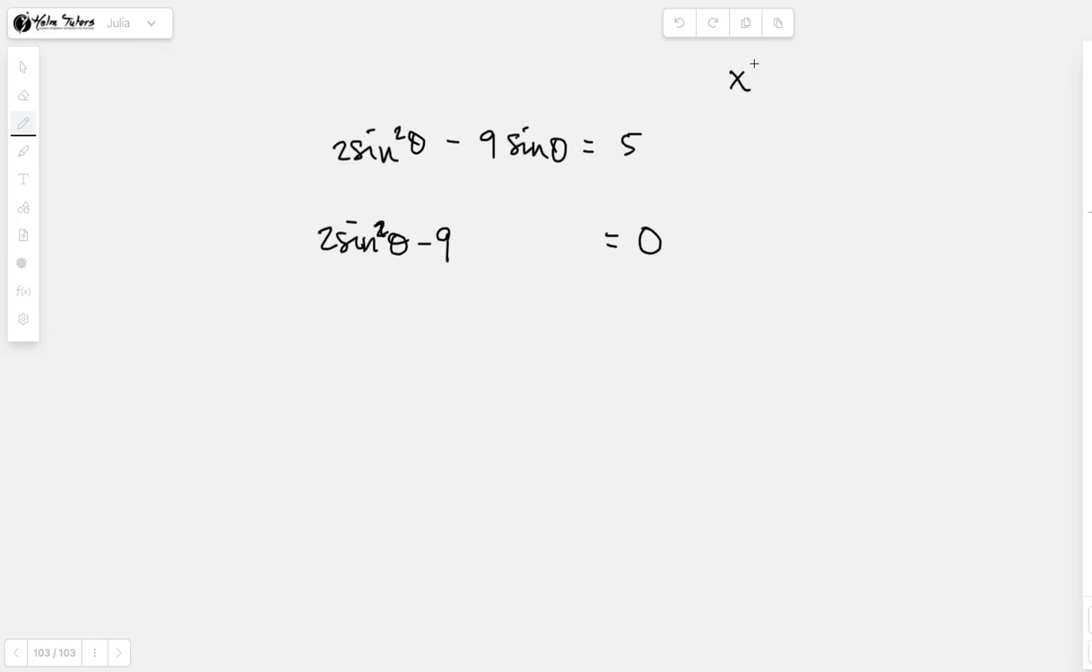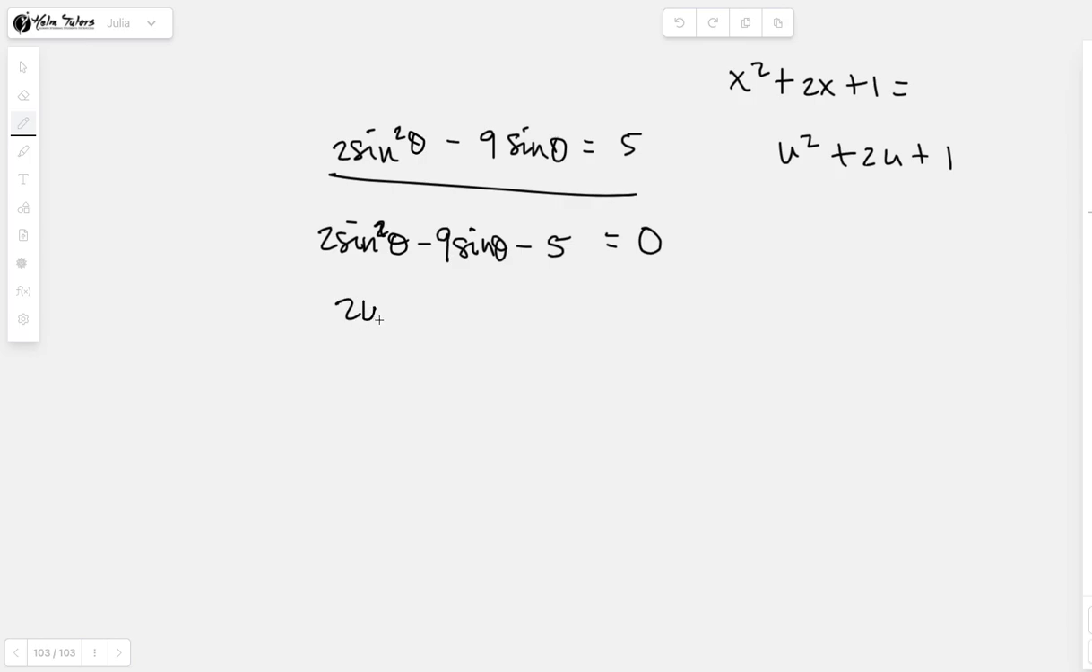So x squared plus 2x plus 1 is quadratic in x. U squared plus 2u plus 1 is quadratic in u. This is quadratic in sine. Anyway, just use the sine. You subtract the 5 and you get here. Now you make your u, so you let u equal sine. So you have 2u squared minus 9u minus 5 equals 0.